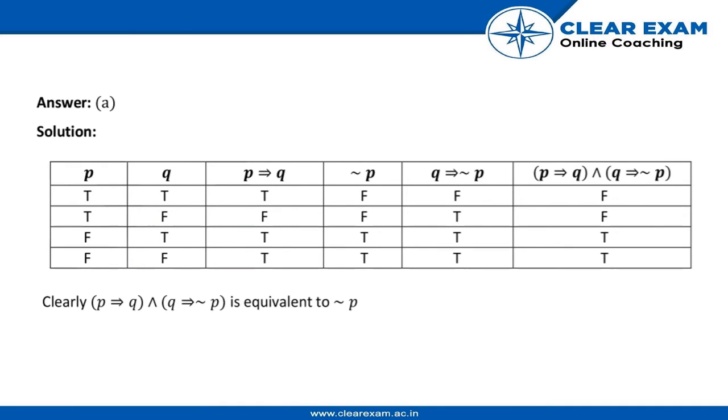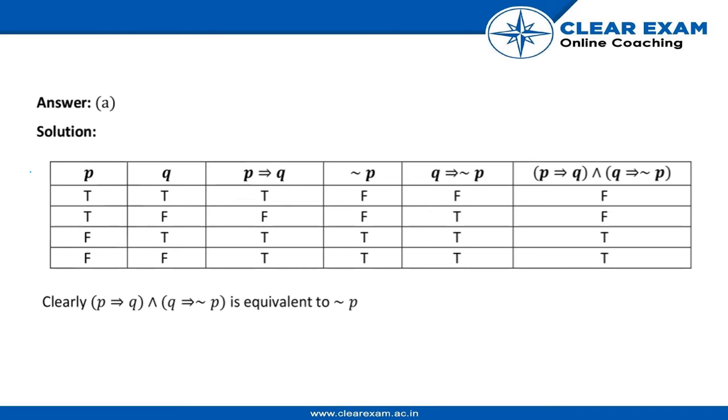So we are going to make the truth table. For P it is going to be true, true, false, false. For column Q, it is going to be true, false, true, false. And for P equivalent to Q, it is going to be true, false, false, true. And for negation of P, it is going to be the inverse of P, so it would be filled by false, false, true, true.